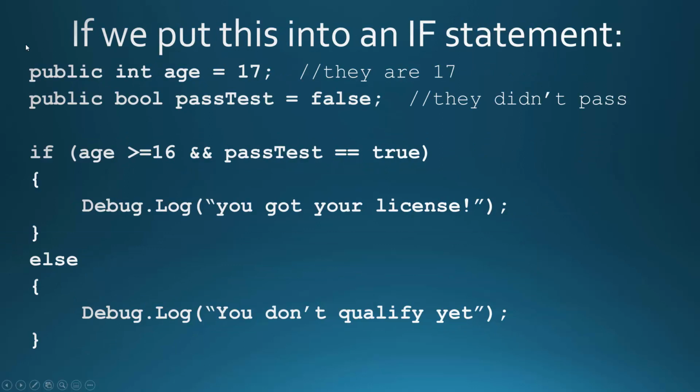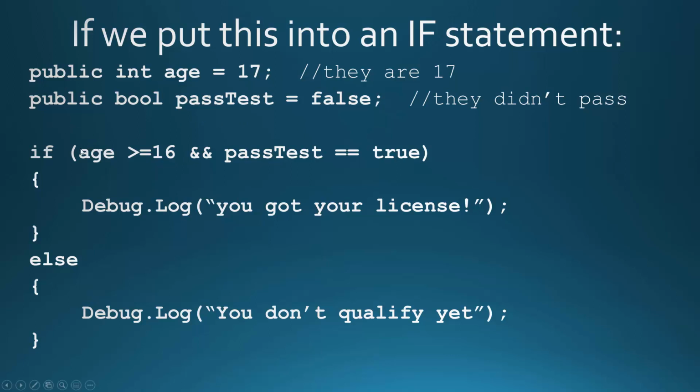So looking at this code, if we put it into an if statement, I've got my two public variables. I made them public so I could edit them in the inspector. The first one, I have an integer age and I'm setting it to 17, so they're definitely old enough to drive. And a second one, a Boolean, I'm calling it pass test and it's false. So they either didn't take the test or they didn't pass.